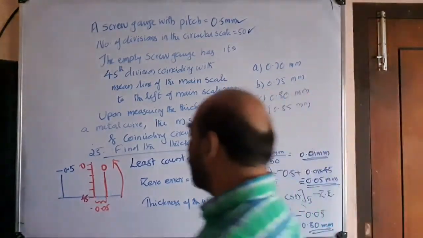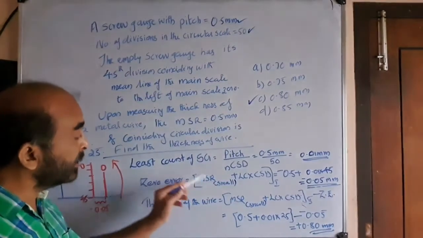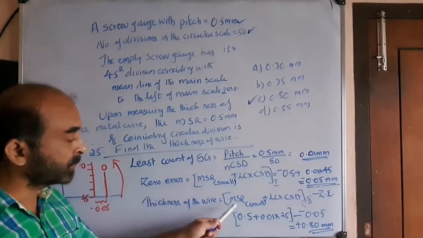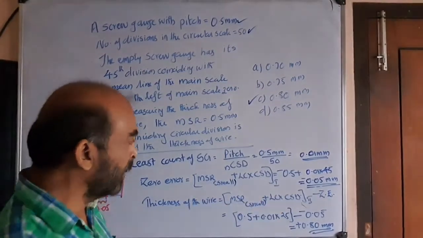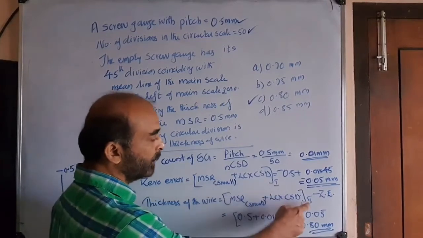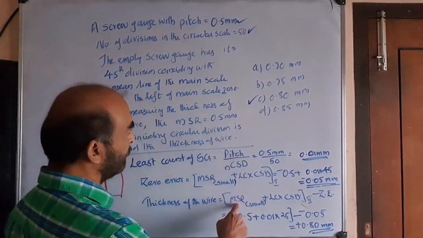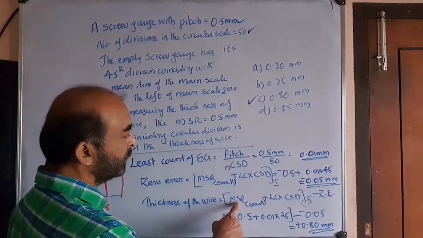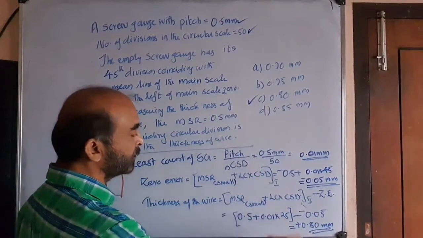Now, what remains to be calculated? Thickness of the wire. Again the same equation: MSR plus least count into circular scale division. Here only the least count remains the same in both equations. That's why you wrote Roman 1, Roman 2 here. What is the second main scale reading? 0.5 millimeter. Again, 0.5 millimeter. And least count same, 0.01. But the coinciding circular scale division is 25.